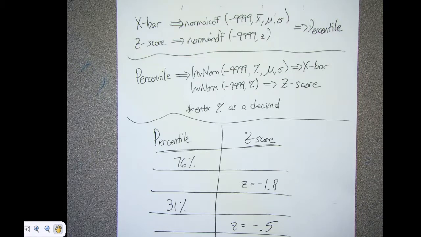So, when you have a data point and you want the percentile, it's normal CDF. When you have a percentile and you want the data point, it's inverse norm. So inverse means you're going backwards, you know. So we're going backwards from the percentile back to the data point.